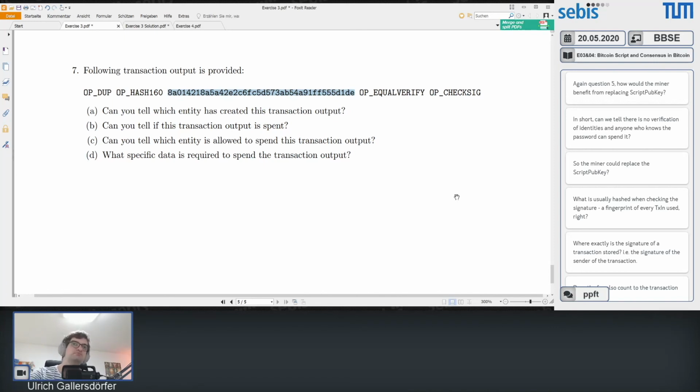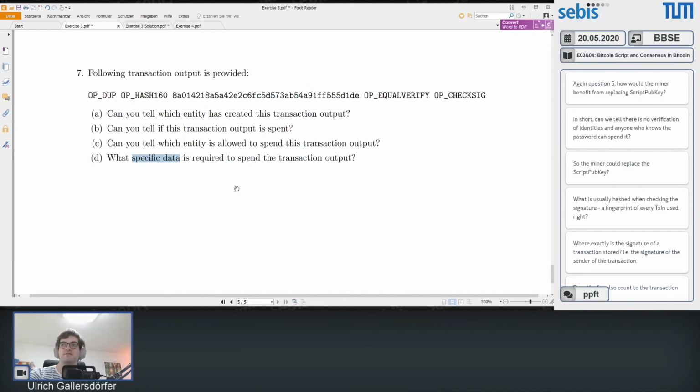And this is more precise in D: what specific data is required to spend the transaction output? It's obviously the private key. The private key to the public key to the hash of this is the data we need to spend this transaction output. Obviously, we need a little bit more, like which transaction it is, but the specific data here, which is unique and secret, is the private key.